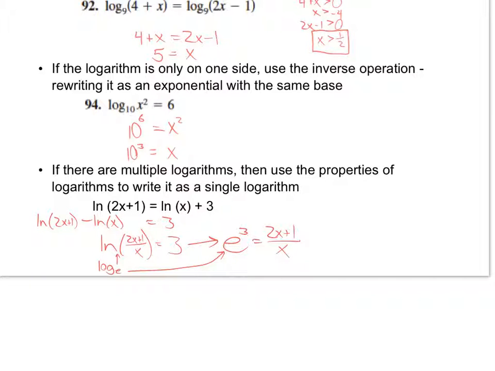So those are your basic strategies for exponentials and logarithms. Not terribly difficult, but it does need some practice. So work on the practice.